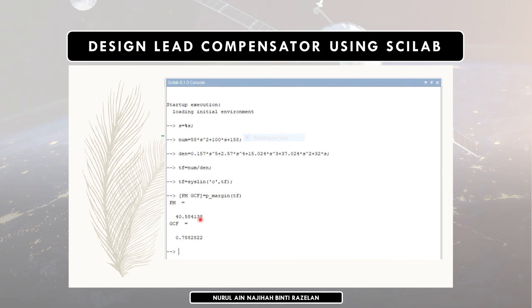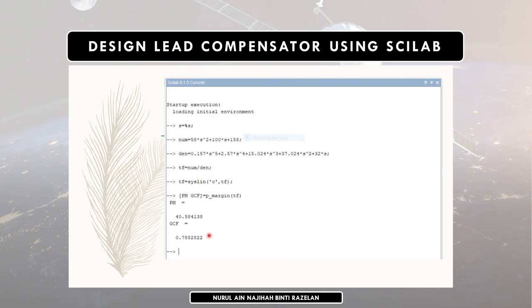40.584138. This value is obviously less than the 45-degree phase margin as we need. This is because the gain crossover frequency is also affected from the original value 0.527 before. Then GCF new increased to 0.7882822, or after we round off, we get 0.788. So the increase of GCF is because we use the lead compensator.